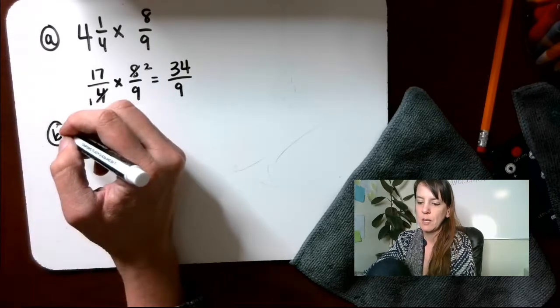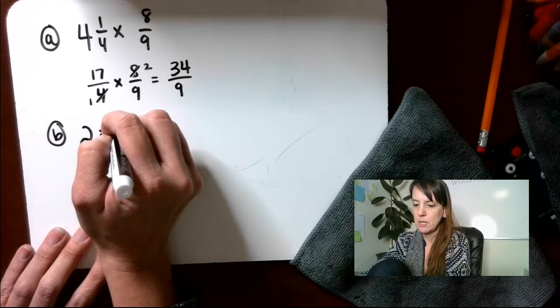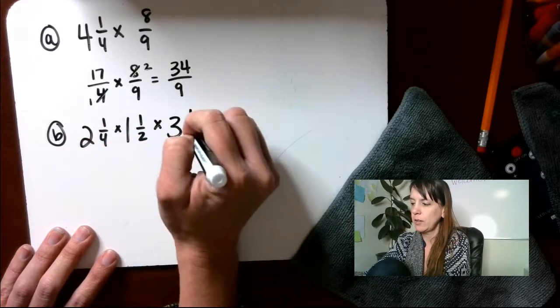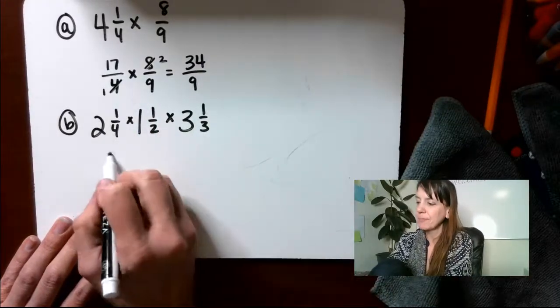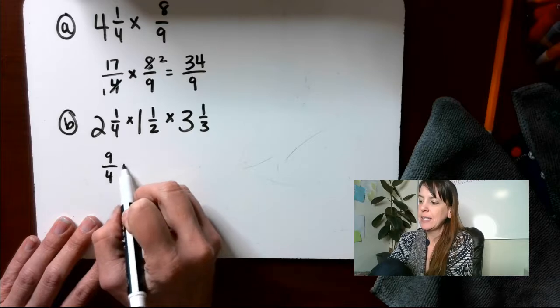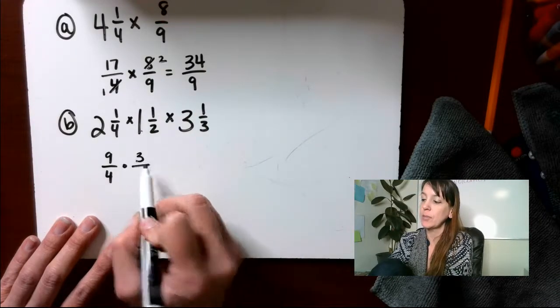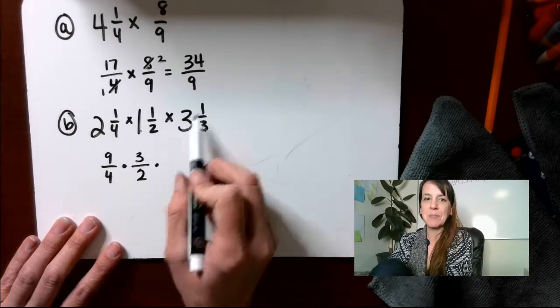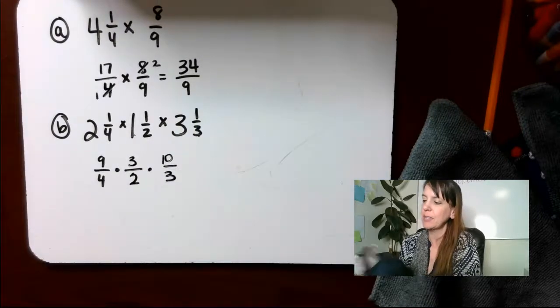B. 2 1/4 times 1 1/2 times 3 1/3. This times this is 8 plus 1 more is 9 over 4, times this times this is 2 plus 1 is 3, I should say, times this times this is 9 plus that is 10. So 10 over 3. All right, let's see if we can cancel out.